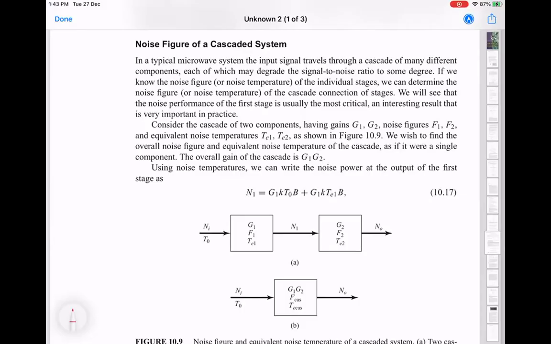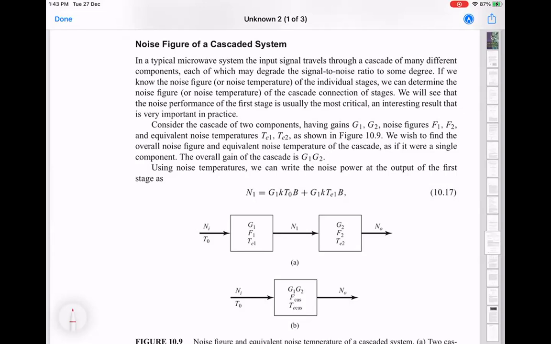Now, if I want to treat this two amplifier system as one single amplifier, in order to define it I need to know its gain and its noise temperature. So let's call those G and Tn. G is obvious because G is just going to be the product of these two gains. These G's are all power gains in linear units, that's why I'm writing it like this. So G is just G1 into G2.